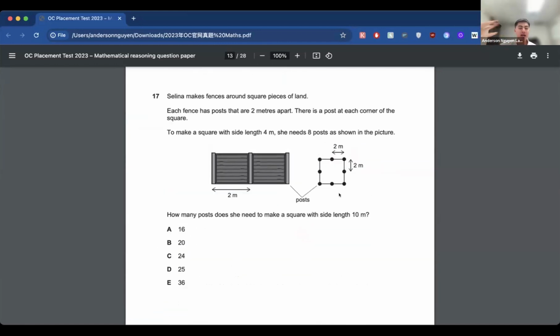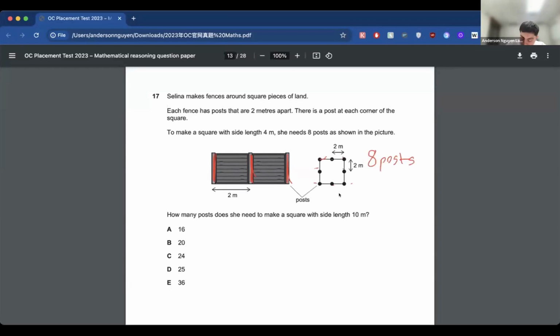Now, this one is one of the more difficult questions. It says you're making a fence around square pieces of land. Each fence has posts. So these are the posts, the vertical bits, and the gaps between them are 2 meters. There's a post at each corner of the square. To make a square with side length 4 meters, she needs 8 posts as shown in the picture. So if you count all the posts, you'll see that they needed 1, 2, 3, 4, 5, 6, 7, 8.